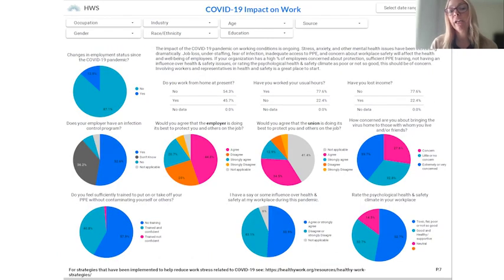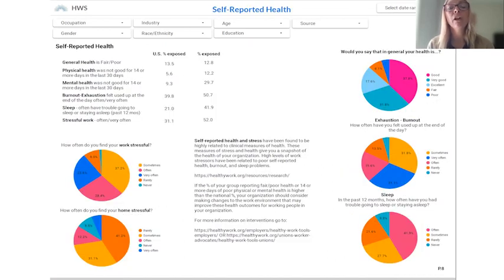This is the page where we present results on the impact of COVID-19 at work. We have some important questions about whether employees know about the infection control program. In this instance, there were almost 36% that didn't know their employer had an infection control program. So this could tell you that you need to do more work on communicating around health and safety, and so on.